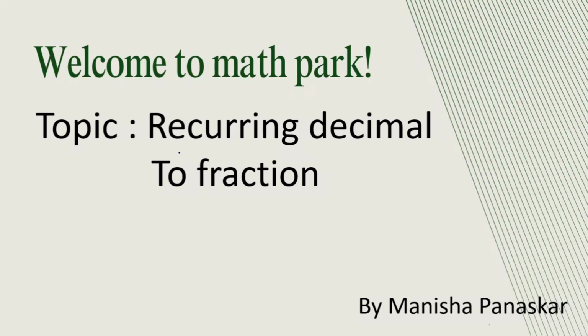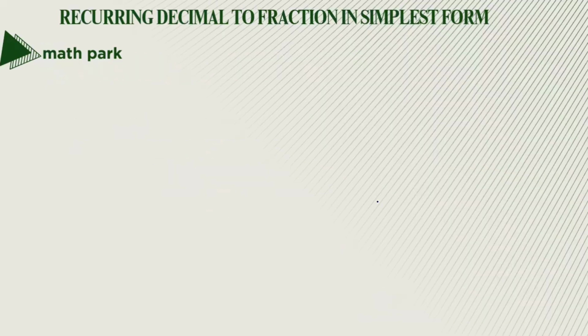Today we are going to learn how to convert a recurring decimal to a fraction. We know that rational numbers are the numbers which have a terminating decimal or a recurring decimal. Now we are going to learn how to convert a recurring decimal to a fraction, or a rational number, in the lowest form. So we start with the first question.